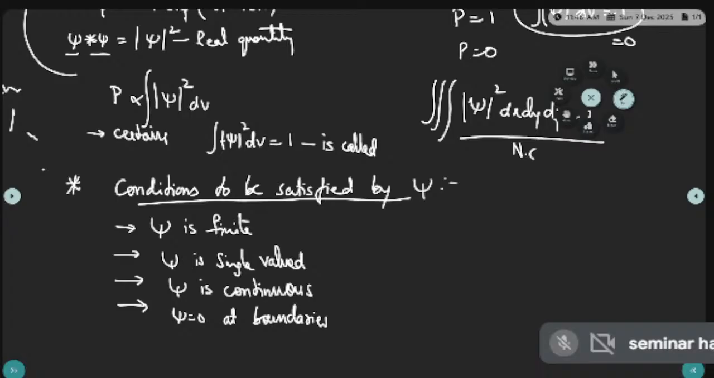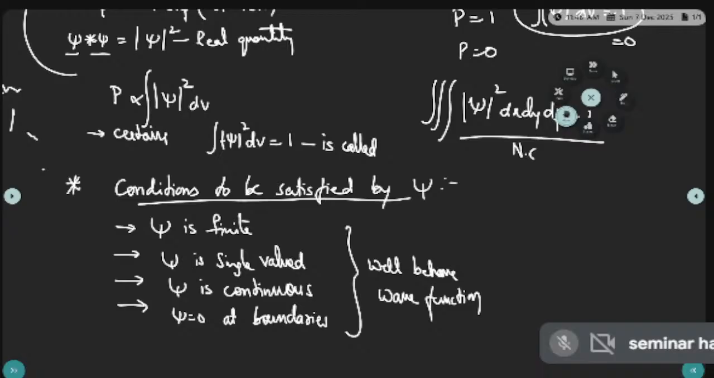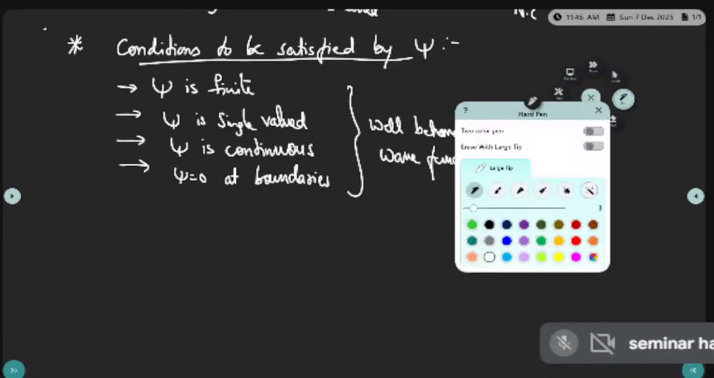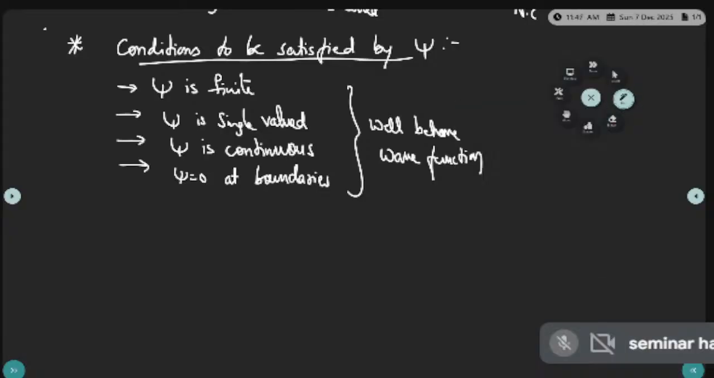Right. Next, a wave function psi satisfying the above conditions is called a well-behaved wave function. The wave function must be finite, continuous, single value, and its value must be 0 near the boundaries. Now that is the wave function, okay?